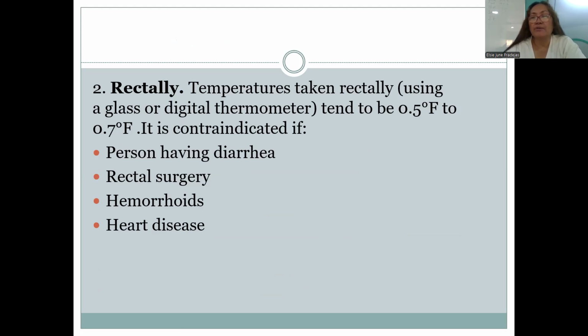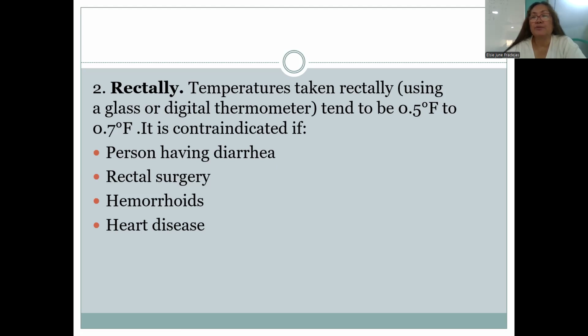The next route is rectal, or we call this through the anus. Now, this temperature is higher than the mouth. It's higher than 0.5 degrees Fahrenheit. And there are also contraindications when you are taking body temperature through the anus. A person having diarrhea, don't take temperature through the anus.